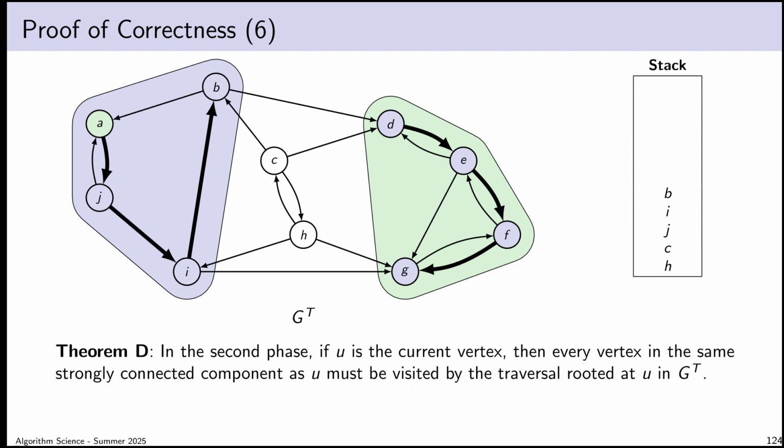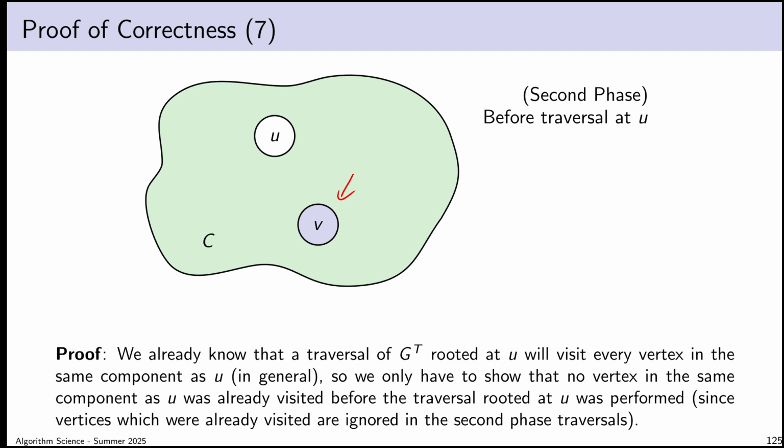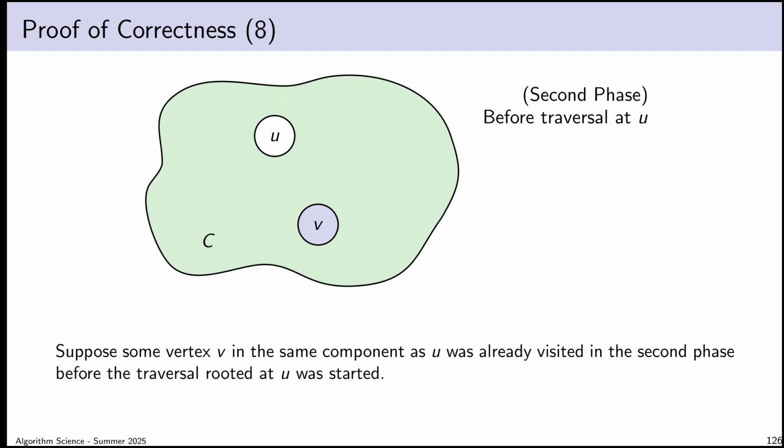That would be a case sort of like this. Look at vertex D here. If I do a traversal at vertex A, I never go to vertex D because it gets ignored since vertex D was already visited. So all I have to show is that if there is a vertex in the same component as vertex U, that vertex cannot already have been visited by phase 2 at the moment when I start my traversal from vertex U.